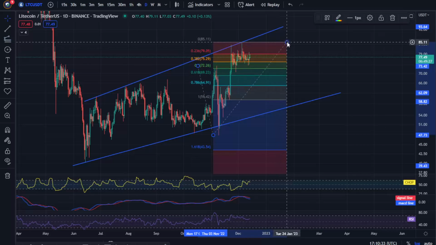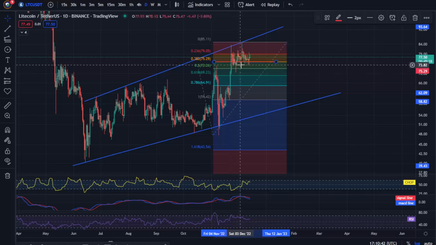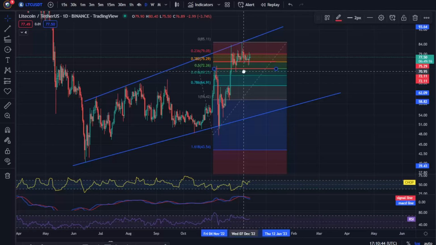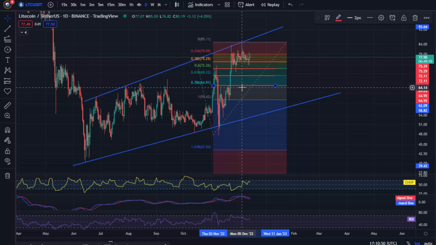Let's start by identifying what support we have in the coming days. The first support will be at $75.29, but if that support is broken, we will have second support at $72.11, third support at $69.05, and fourth support at $64.95.